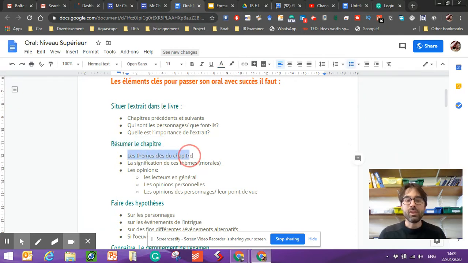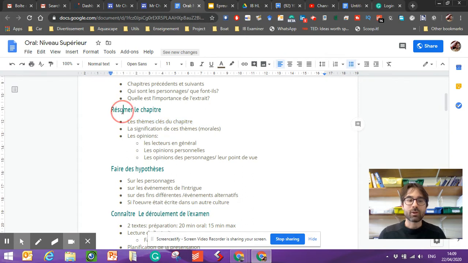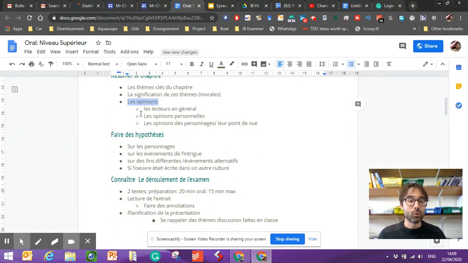You need to be able to summarize the chapter of which you have the extract. What are the key themes of that chapter, the thème clé du chapitre? Watch out, résumer in French is to summarize. La signification de ces thèmes, the meaning of those themes, or are there any morals or messages that are within that text?